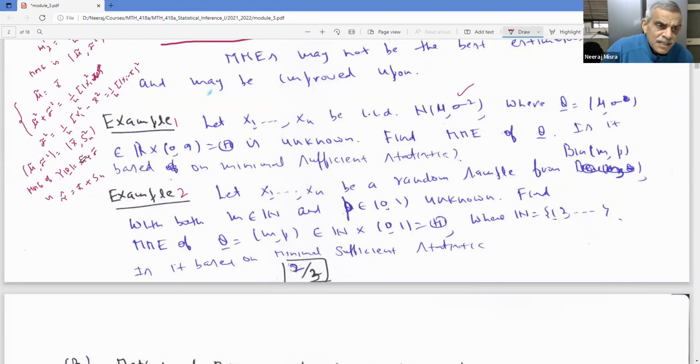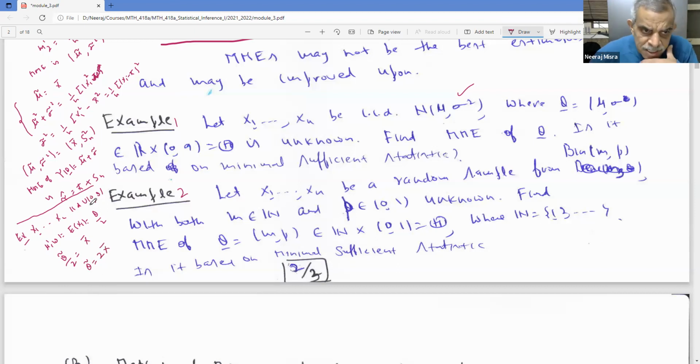In general, it may not depend on the minimal sufficient statistic. For example, if you consider x1, x2, ..., xn as IID uniform(0, theta), what is the first moment? Expected value of x1, which is nothing but theta by 2. So what is the method of moments estimator? Theta tilde by 2 is equal to the first sample moment, which is x bar, and theta tilde is 2 times x bar.